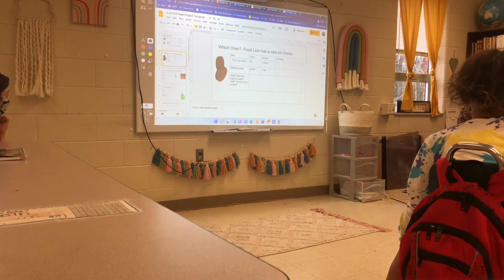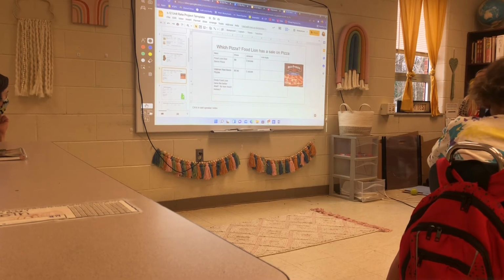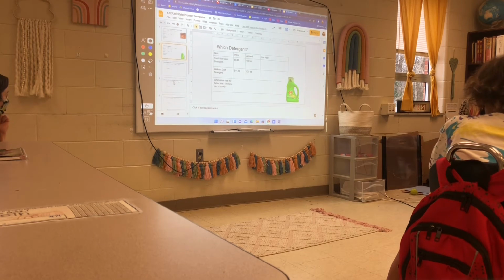For this one, they have Oreos, Food Lion or Walmart. This one is pizza, they give you the information. Detergent, they give you the information. This is stuff that you can use now when you go shopping, and when you're older, you're gonna wanna use it so that you save money.